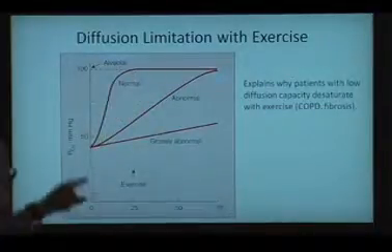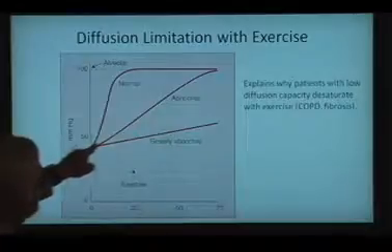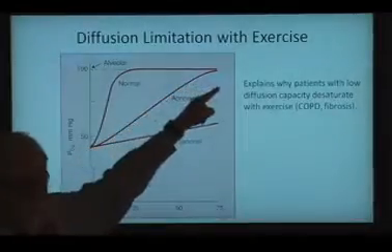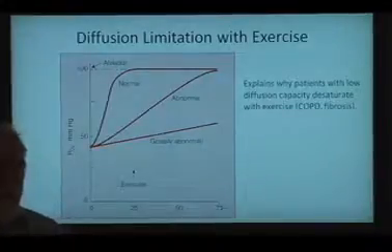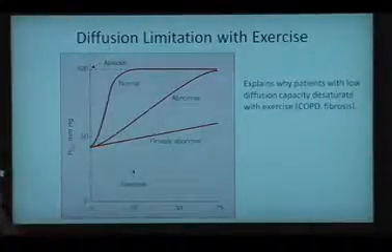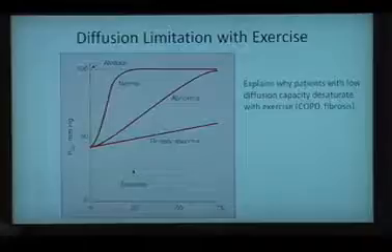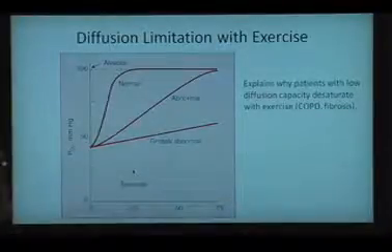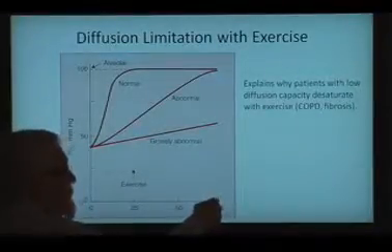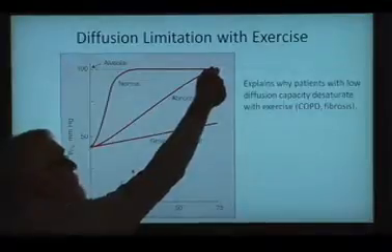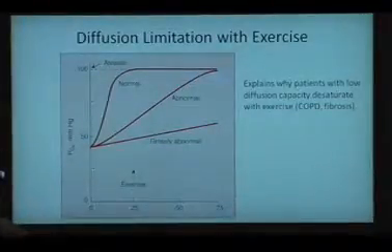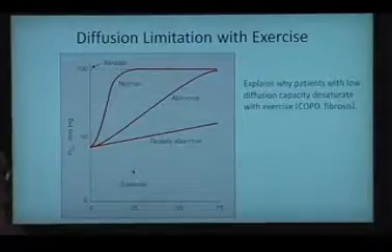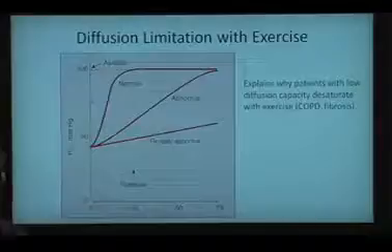But if you have an abnormal diffusing capacity, such as a patient with COPD, emphysema, alveolar destruction, surface area of the lungs, instead of being 100 square meters, maybe it's 20 square meters. So now the patient with COPD, when they're at rest, they do not have diffusion limited uptake of oxygen. So their PO2 may not be so bad at rest. Maybe their PO2 is 70 at rest.